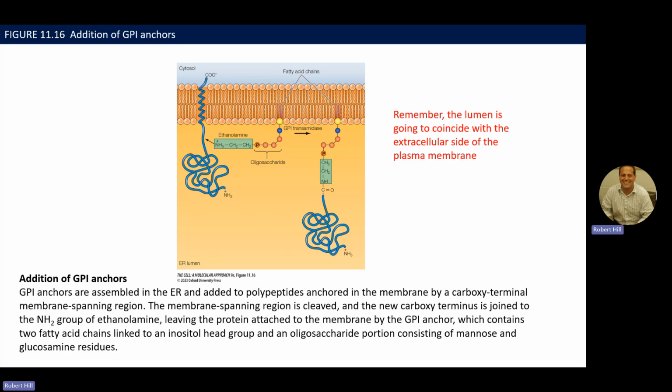So this protein here is in the lumen. Remember, the lumen environment is more similar to the extracellular side of the cell. So these GPI anchors have to be produced in the ER in the inner leaflet. So all of these GPI-anchored proteins are always going to go to the outside of the cell.